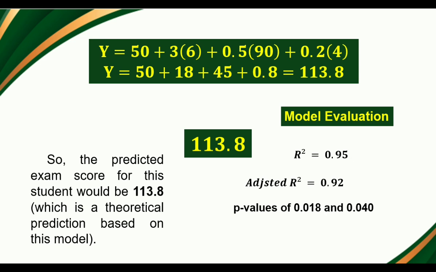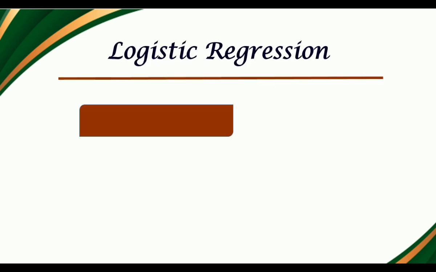Now, we can conclude that the multiple linear regression model shows that both hours of study and attendance are significantly related to the students' exam scores. It means increasing study time and attendance are positively associated with higher exam scores, while extracurricular activities, in this case, do not show a statistically significant relationship with exam scores based on the model's p-value.